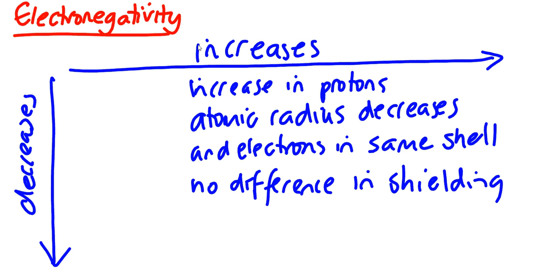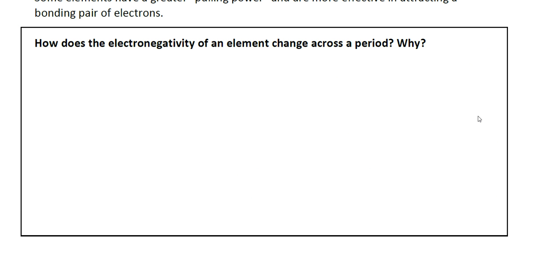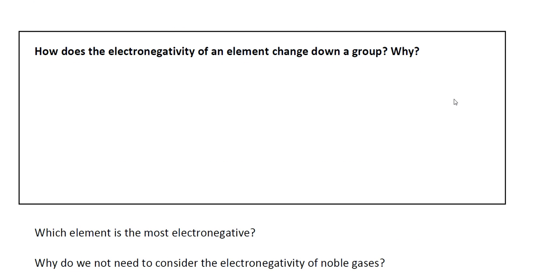Okay, so we've got the reasons written down for why electronegativity increases across a period. In the space you've got in your study pack, can you write down what are the reasons for electronegativity decreasing down a group? So using the reasons we've just talked about, fill in why and how the electronegativity of an element changes across a period. And then, how does electronegativity of an element change down a group? Fill those two bits in.